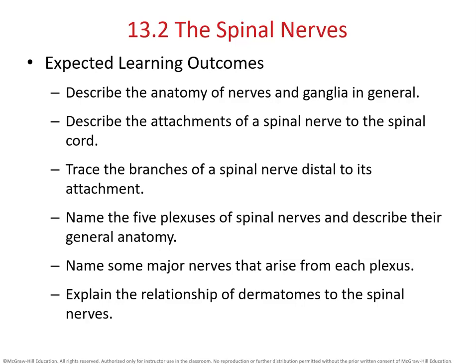We'll be talking about how the spinal nerves branch. We'll talk about the 5 plexuses of spinal nerves and what they generally look like. And we'll talk about some of the major nerves that come from each of those 5 plexuses. And then we'll examine the relationship of dermatomes to the spinal nerves.